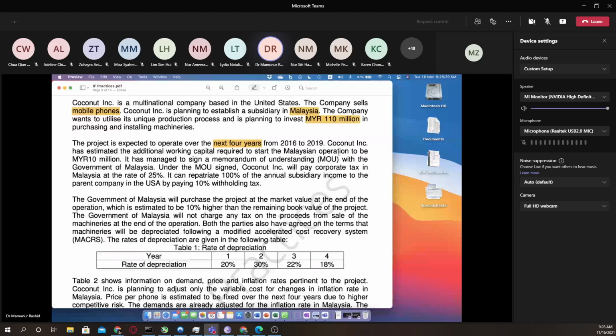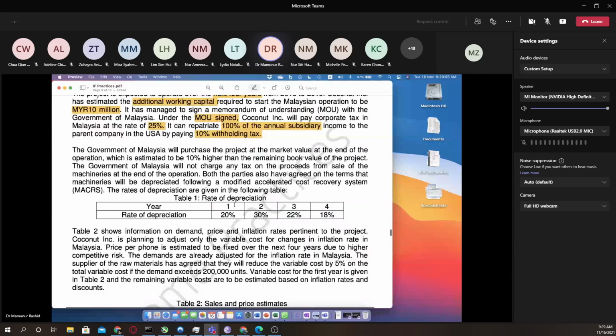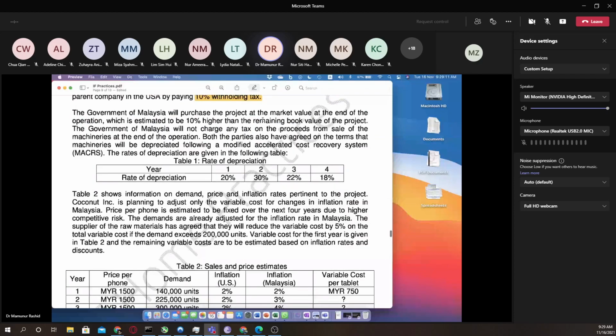It has managed to sign a memorandum of understanding with the Malaysian government. Under the MOU signed, Coconut Incorporation will pay corporate tax in Malaysia at a 25% rate. It can repatriate 100% of the annual subsidiary income to the parent company in the US, but with only 10% withholding tax. The government of Malaysia will purchase the project at market value at the end of the operation, which is estimated to be 10% higher than the remaining book value. So calculate the book value first, and then increase it by 10%. That is the value at which the Malaysian government will purchase the project from you. The government of Malaysia will not charge any tax on the proceeds from the sale of the machineries at the end of the operation. On salvage value, there is no tax.